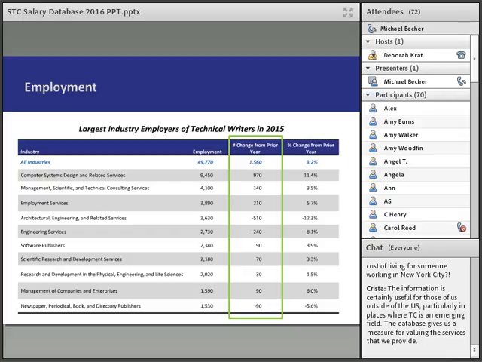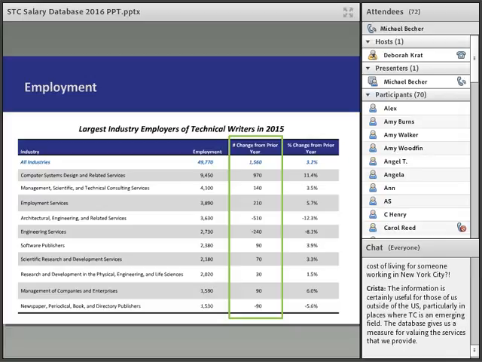But you may want to possibly stay away from those industries where you're seeing decreases in the number change from the prior year. For instance, the architectural, engineering, and related services category had 510 fewer employees in 2015 versus 2014. That represents a 12% drop versus the prior year.